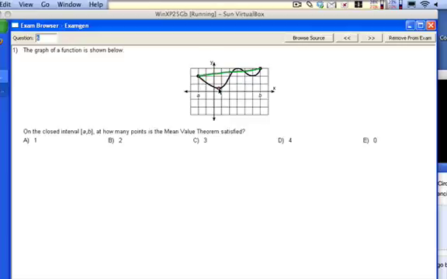Where's the slope of the tangent line the same? 1, 2, 3 different places. So the answer to this is 3.